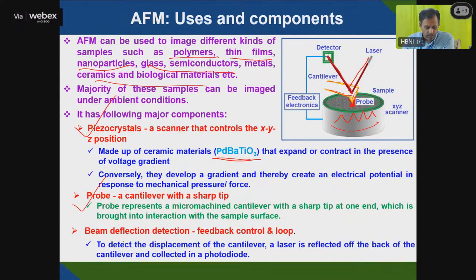Then you have the beam deflection. The laser beam is falling and going to the detector. These are the three main components.